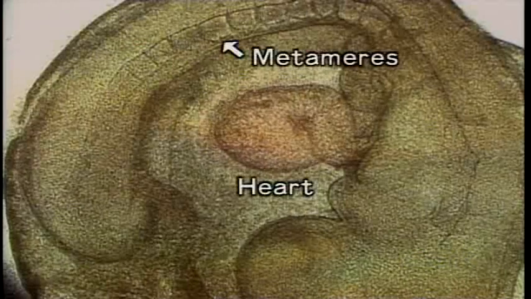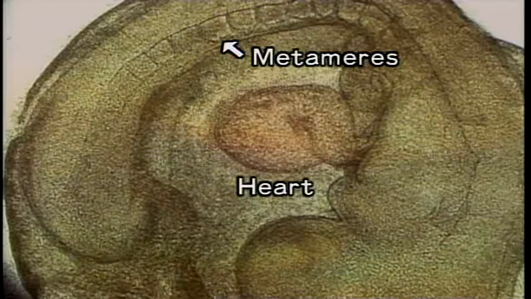The embryo at the 9th day. Now we can see the metamere clearly. Within the heart, blood is beginning to flow, little by little. You can see hemocytes flowing along the dorsum of the embryo. The direction of the flow has gradually become more definite.